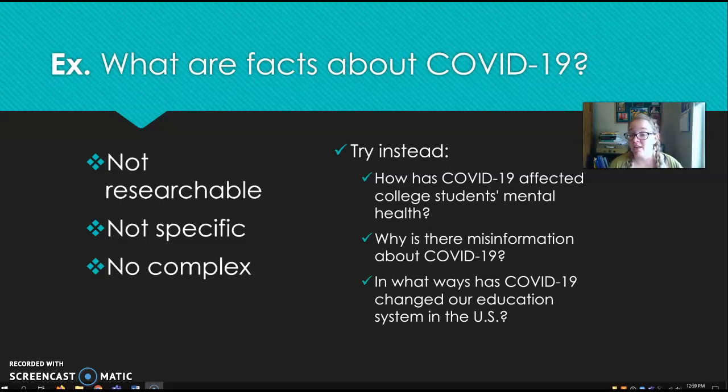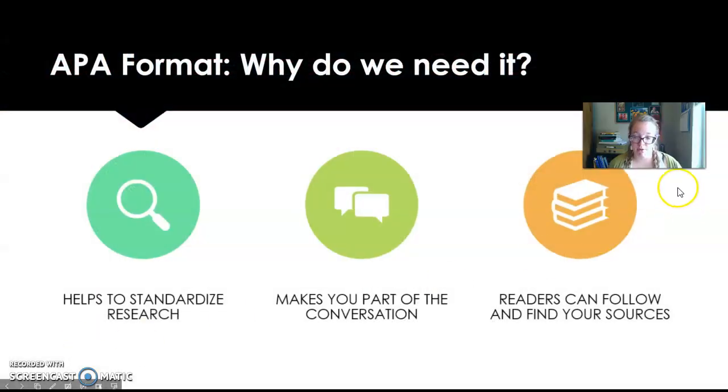What you might try instead is something like, how has COVID-19 affected college students' mental health? Or why is there misinformation about COVID-19? Or in what ways has COVID-19 changed our education system in the US? So these example questions are more complex, and you'll notice that they use words like how, why, and in what ways. So that's one of your assignments for this week.